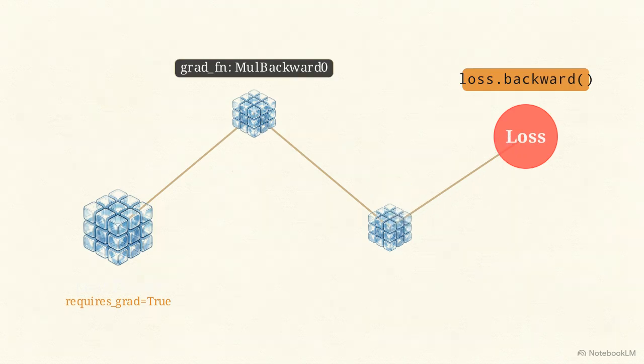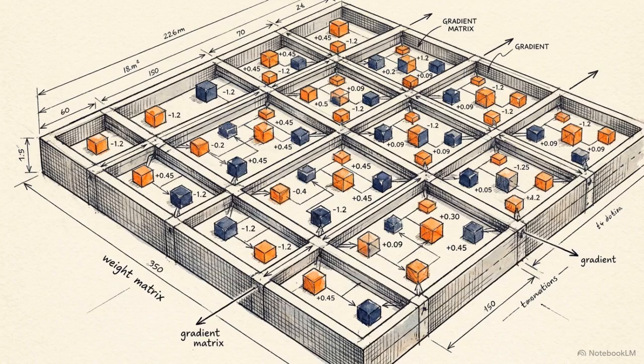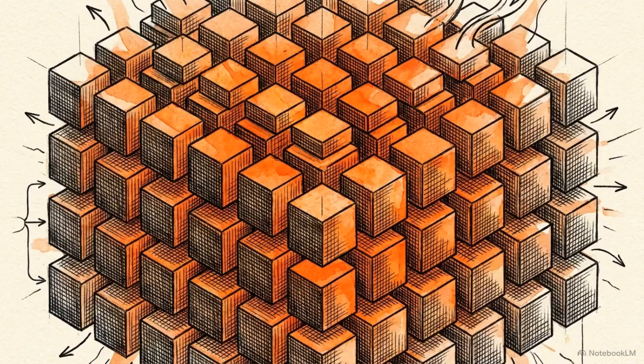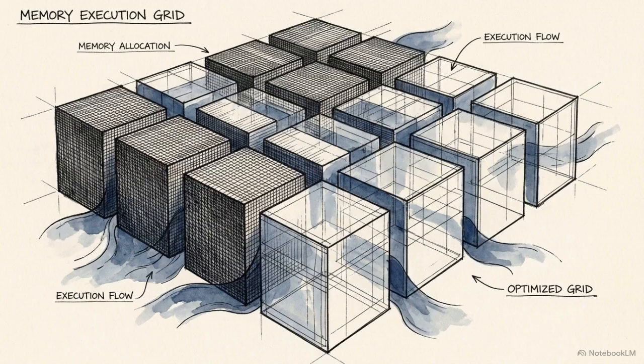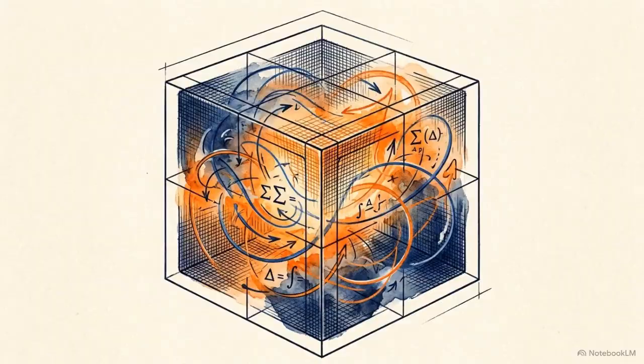When you trigger .backward, the engine reverses course. It traverses the graph via next_functions edges, applying the chain rule at each node to calculate gradients from the output back to the input. These gradients are mathematically accumulated and stored directly inside the leaf tensors, where the optimizer can access them to update model weights. Storing every intermediate value during the forward pass is memory-intensive. To scale up, engineers use gradient checkpointing, a trade-off where specific intermediates are discarded to save RAM, then recomputed on the fly during the backward pass.